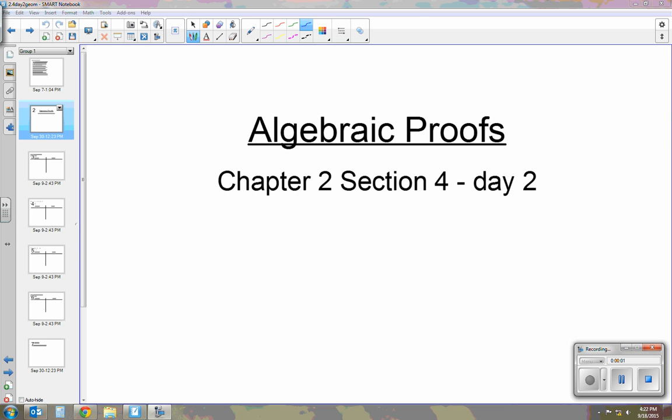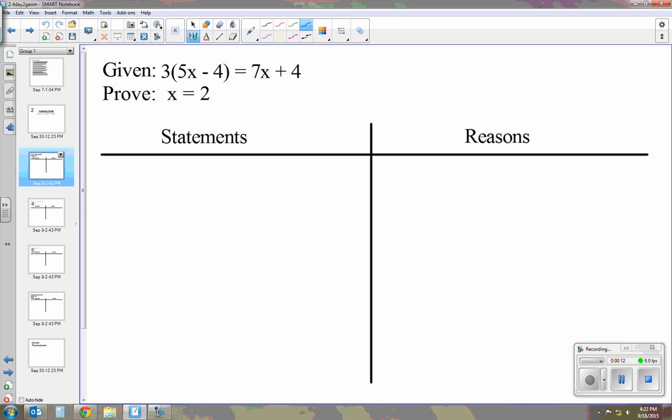Today I'm going to show you how to write an algebraic proof. We're going to take those properties that we learned yesterday and apply them to doing a two-column algebraic proof. And this is what it looks like. I have a given, which is the equation, and a proof, which is the answer to the equation.